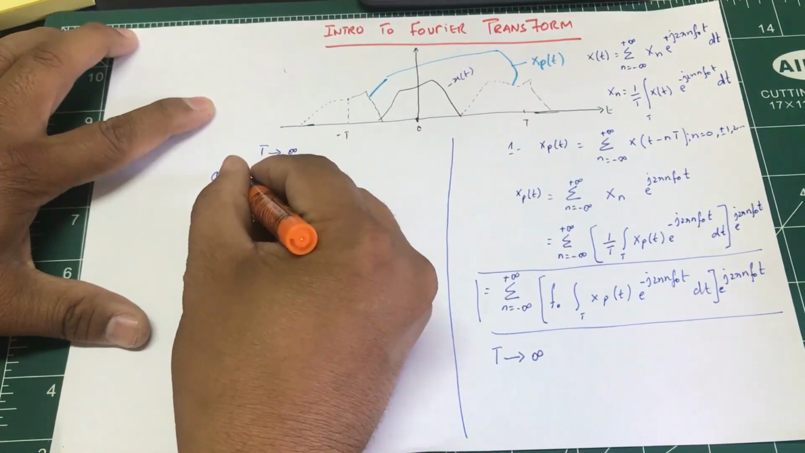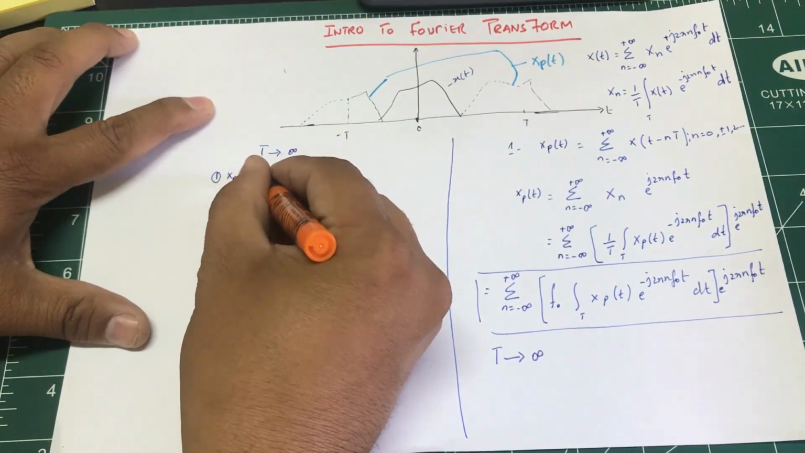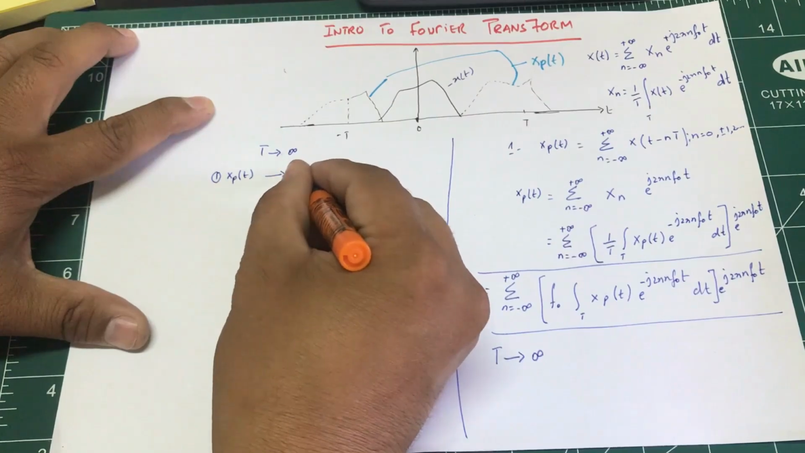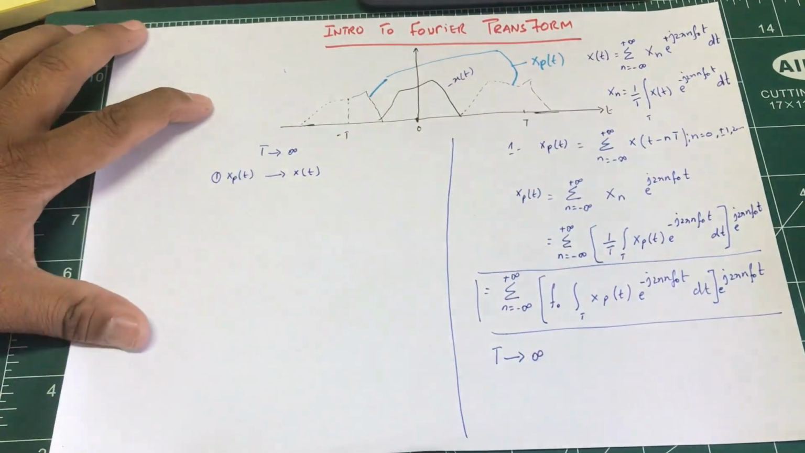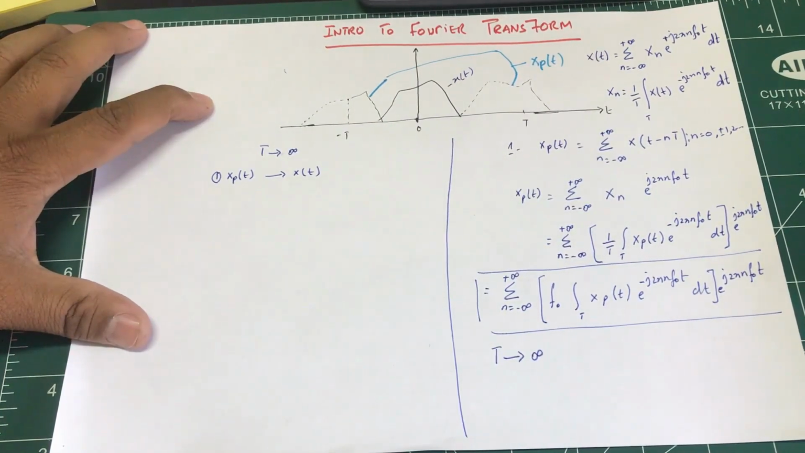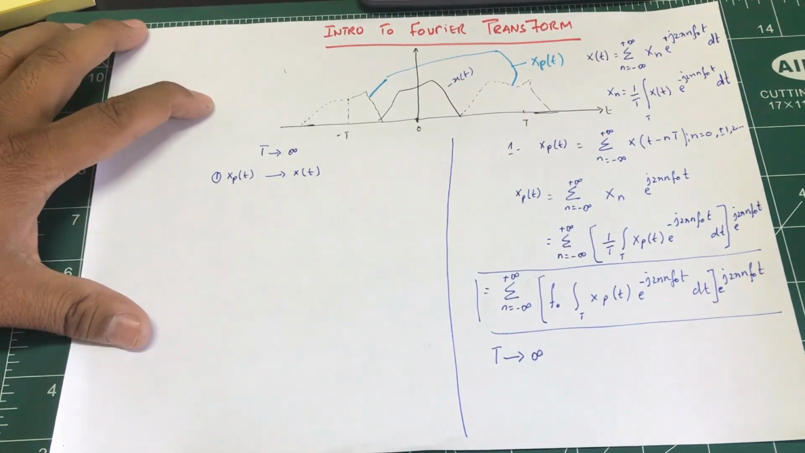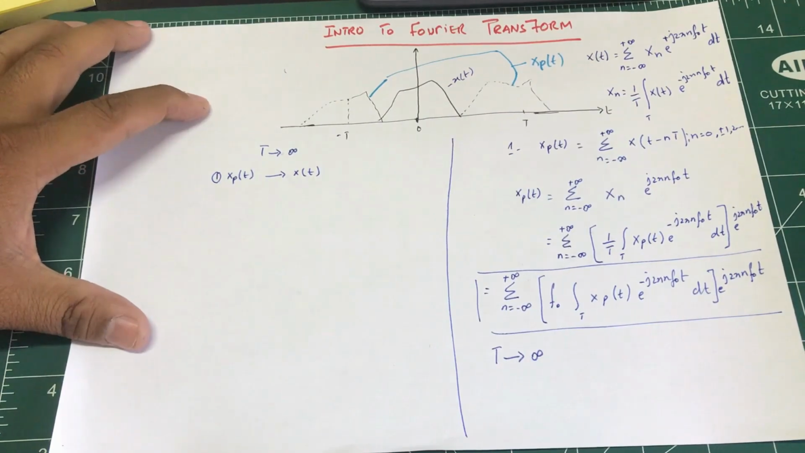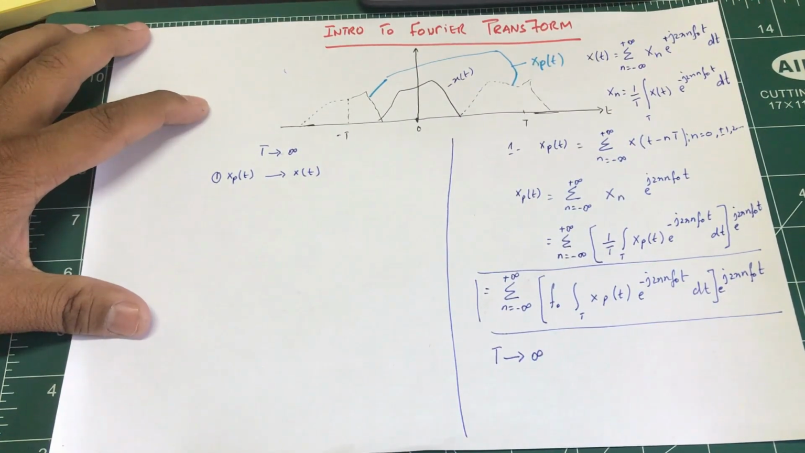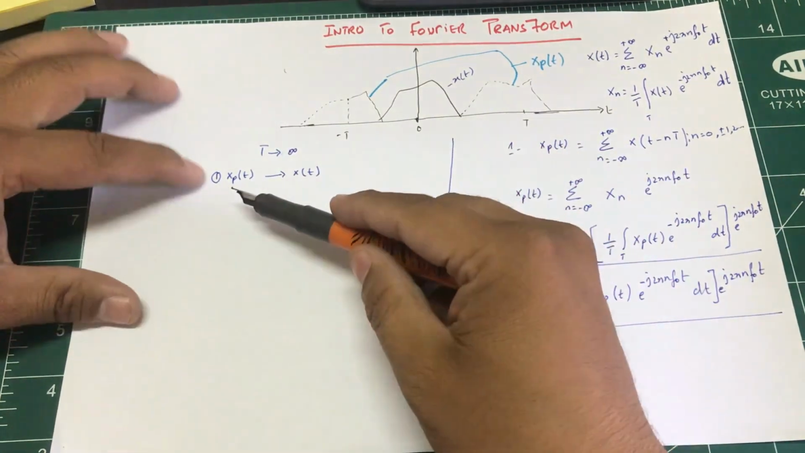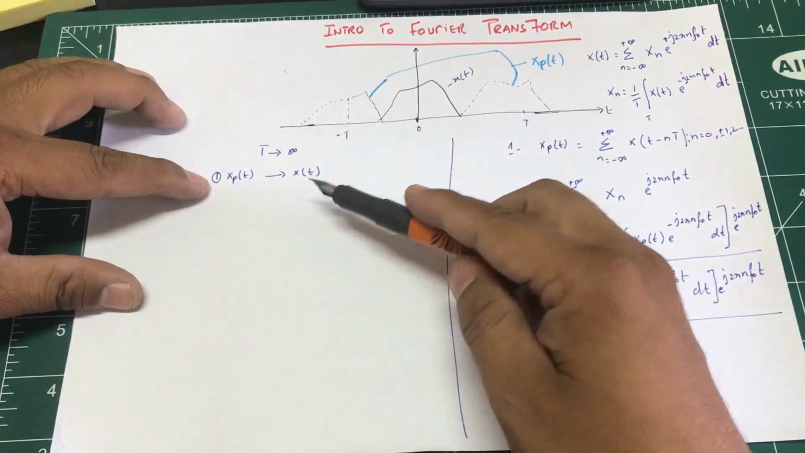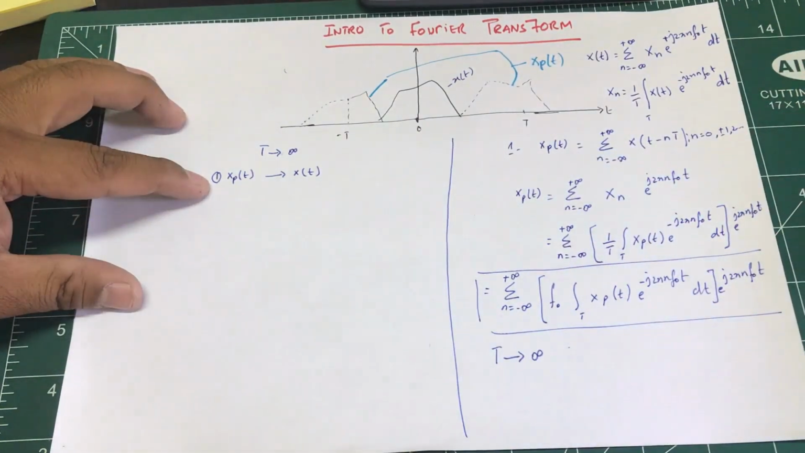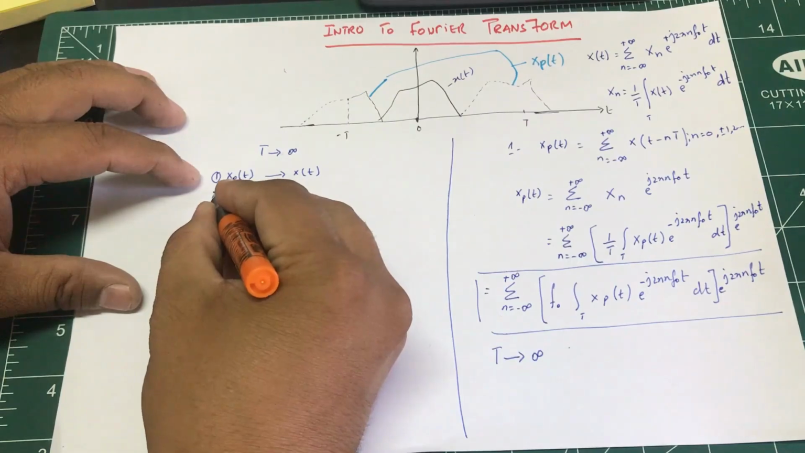The first thing, xp of t would become x of t, isn't it? As T is going to get bigger, my periodic extension would just act like a normal signal. As my period is getting bigger, my periodic extension will act as a normal, aperiodic signal. That's the first thing that will happen.